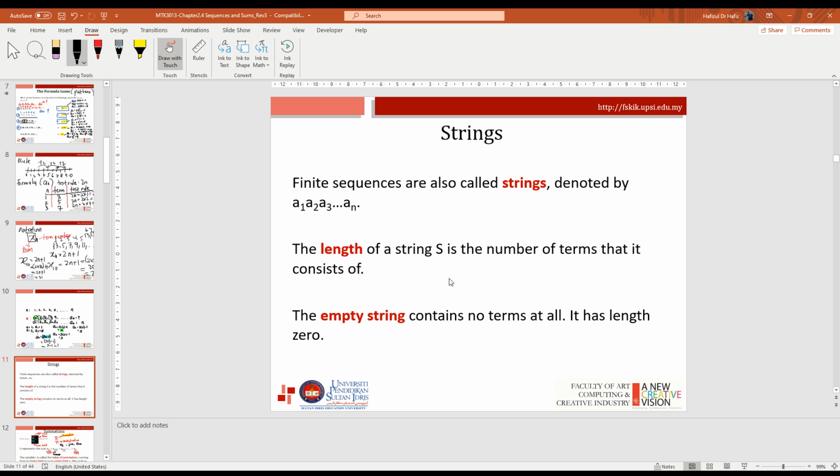Another term is a string. A finite sequence is also called a string, denoted by A1, A2, A3, up to AN. The length of the string S is the number of terms that it consists of. The empty string contains no terms at all. It has a length of 0.